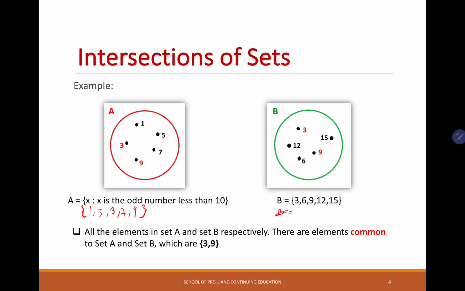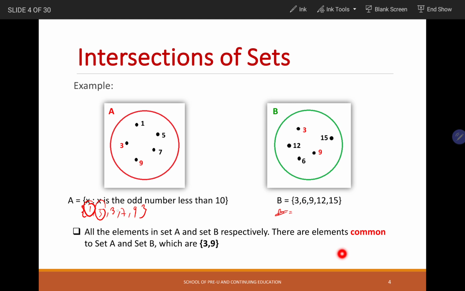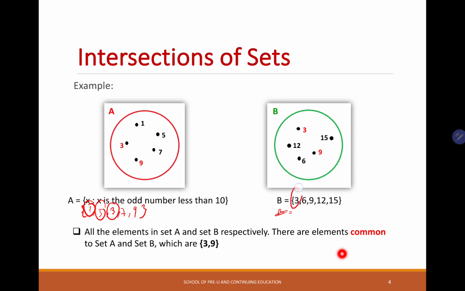That means the ones that are the same inside these two sets, set A and set B. Inside set A, we have the value of 1. Inside set B, do we have a value of 1? No, we don't. Do we have 5? No. Do we have 3? Yes, we have 3. Do we have 7? No. Do we have 9? Yes. So the common elements inside these two sets are 3 and 9.